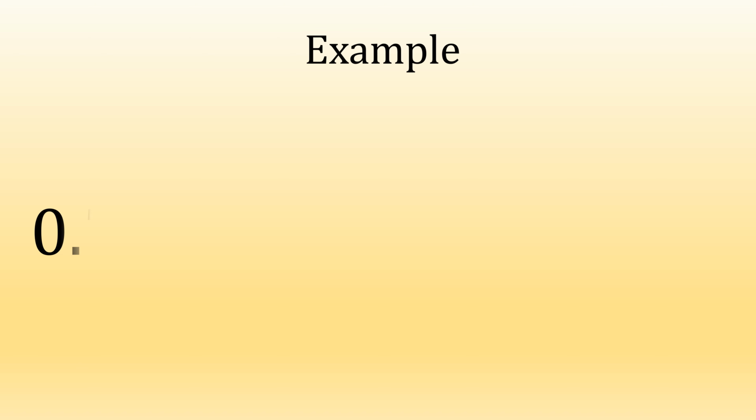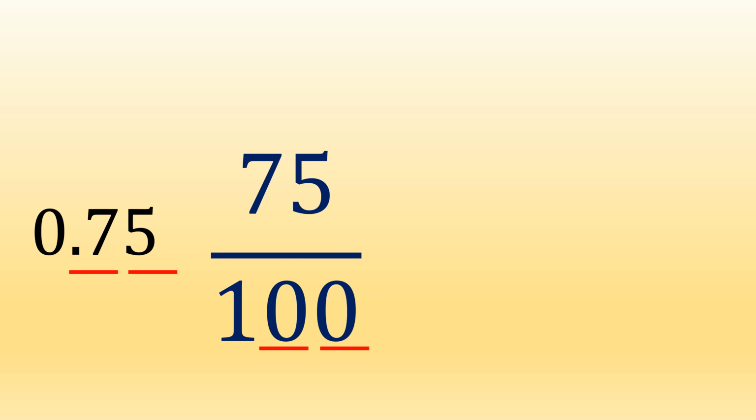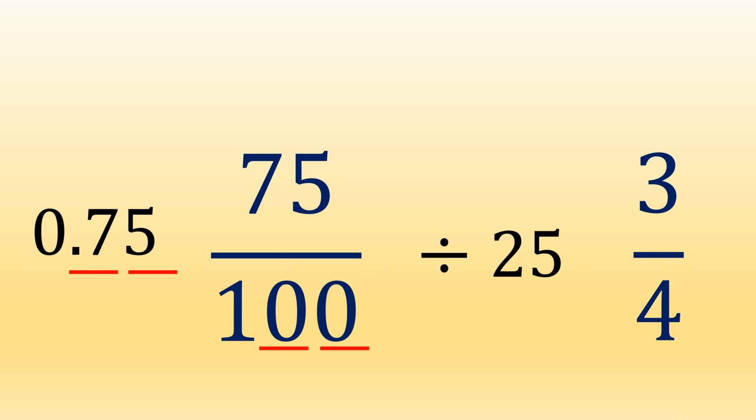So for 0.75, there's two digits after the decimal place, so we're going to write 75/100, and we can see that both of these numbers are divisible by 25. So 75 divided by 25 goes in 3 times, and by 100 is 4. So 0.75 is equal to 3/4.